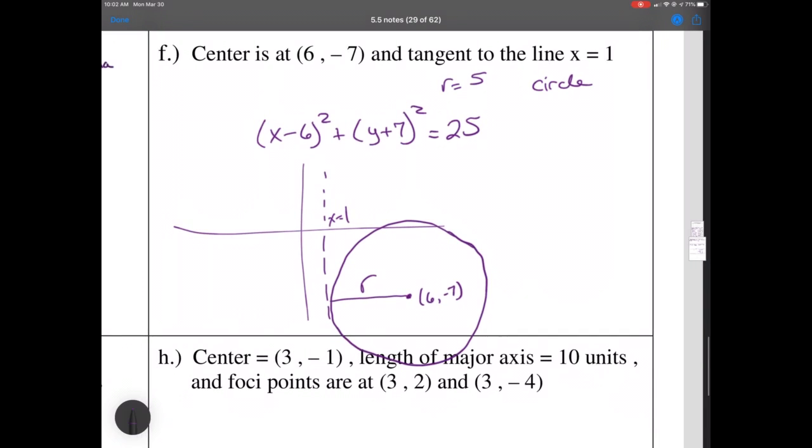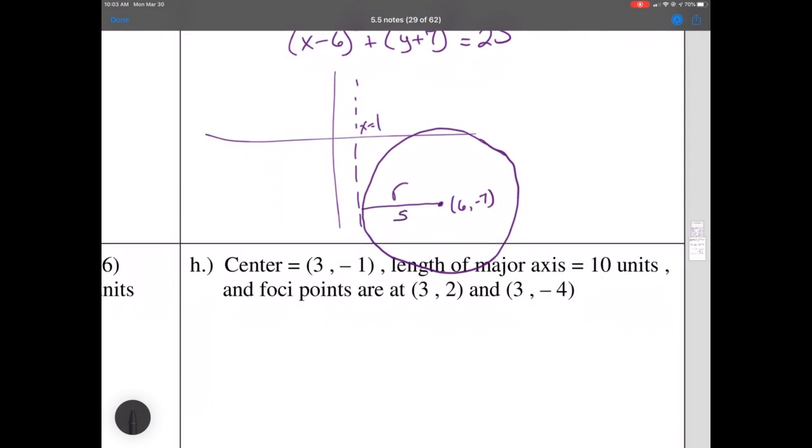For F, the center point is at 6, negative 7, and the tangent to the line x equals 1. So I've given you a diagram and the equation of this one already. So at x equals 1, that's that dotted line that you see. And so if the circle is tangent to that line, and the center is at 6, negative 7, the distance from the center point to that line is going to be 5 units. So the radius has to be 5. And so we already wrote the equation of that circle for you.